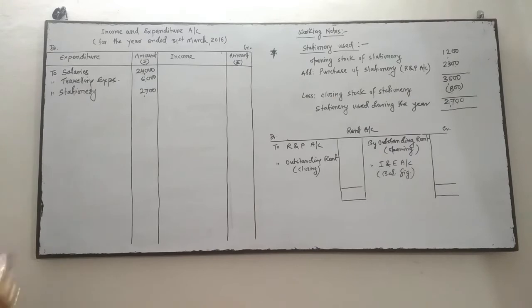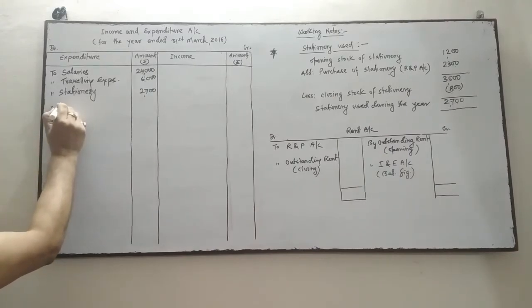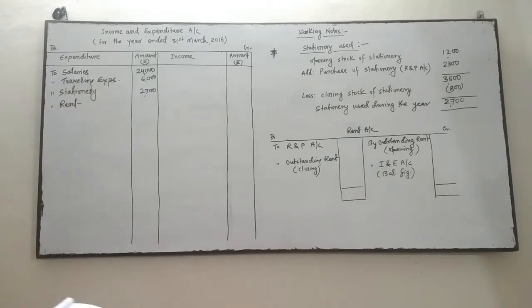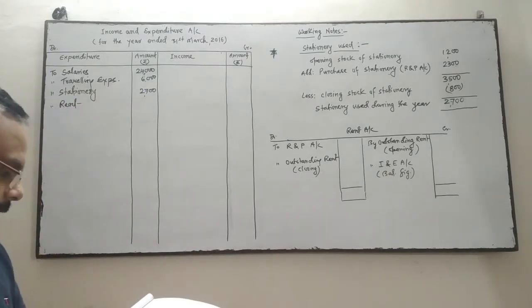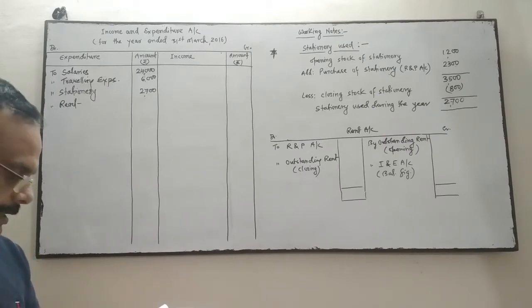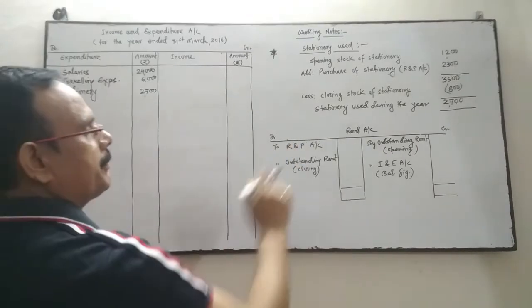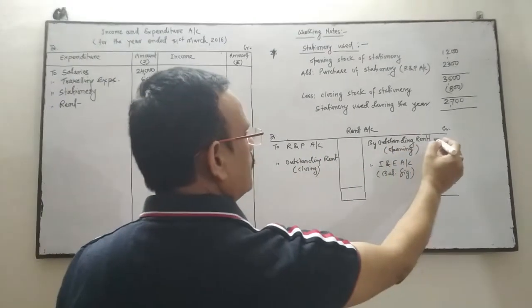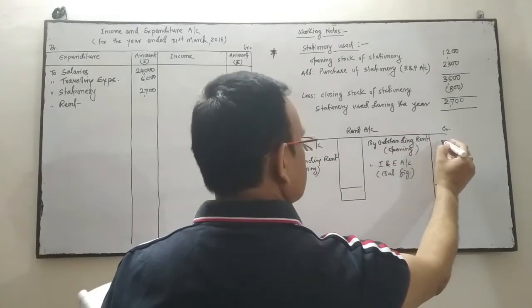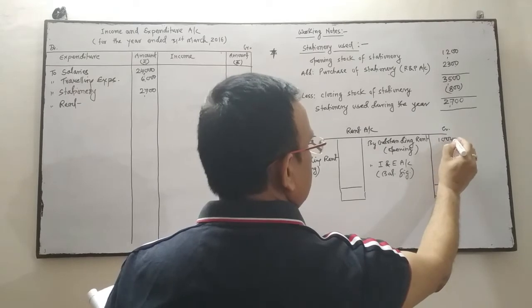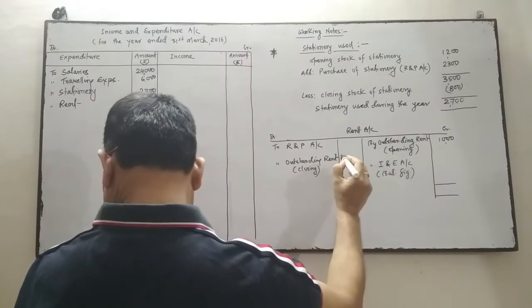Now next is rent. On the payment side, the next item is rent. Now you have to see whether any additional information is given regarding the rent. Yes, information about outstanding rent is given in point number 6, outstanding rent at the beginning and at the end. So prepare the ledger of rent. Outstanding rent opening, write this side, 1,000. Outstanding rent closing is 2,000.